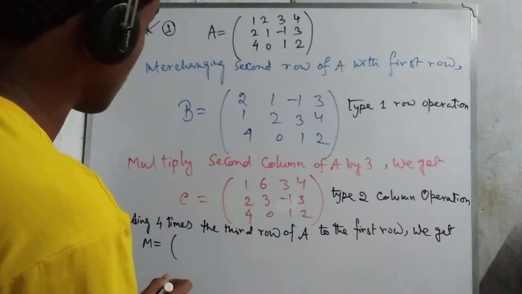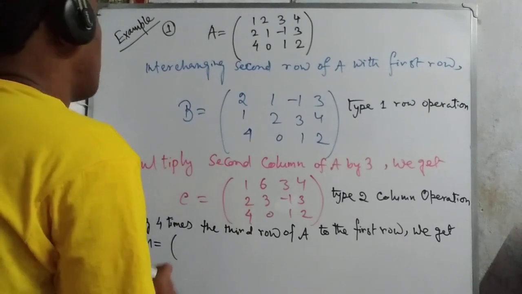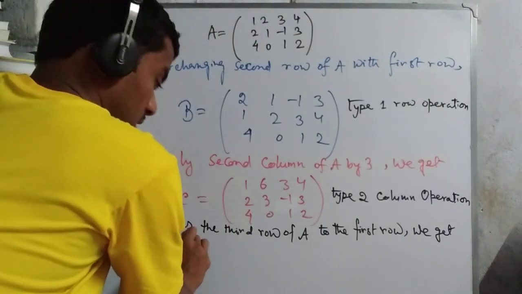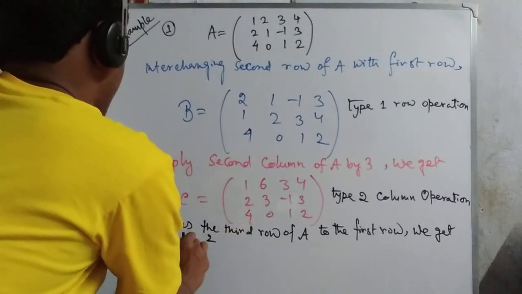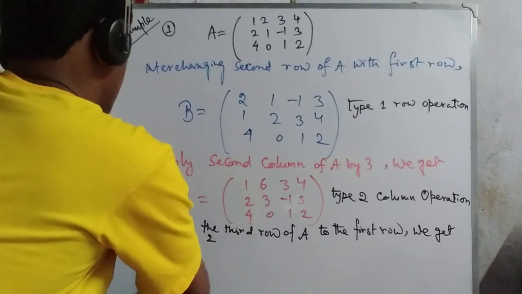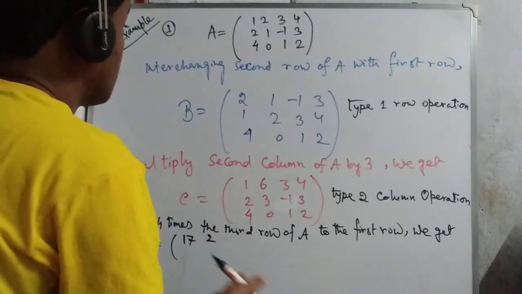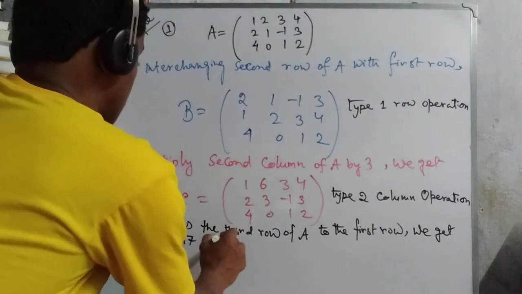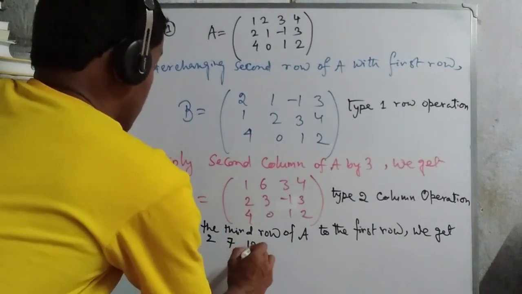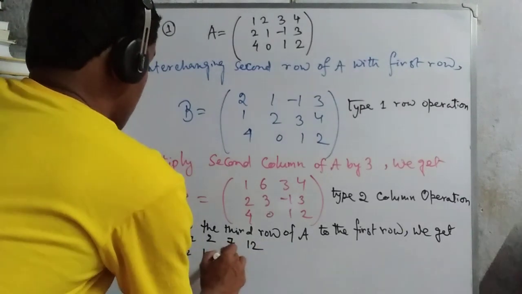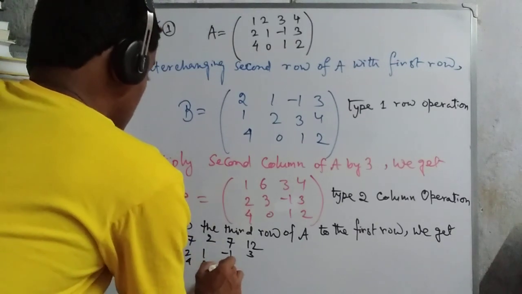Adding 4 times the third row of E to the first row. That means here 4 times 4, 16, 17, and here 2. And here, 4 plus 3, 7; here 8 plus 4, 12; and the remaining stays the same: 2, 1, minus 1, 3, 4, 0, 1, 2.